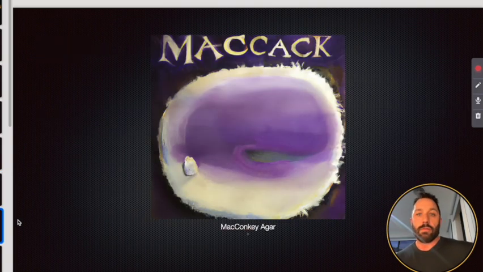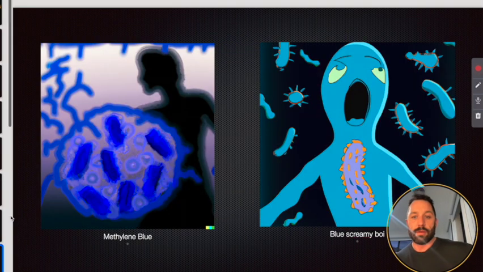Let's have a look. Oh, McConkey agar. That's pretty crazy. Oh my god. It's a blue screamy boy. The methylene blue plate. It's getting interesting.